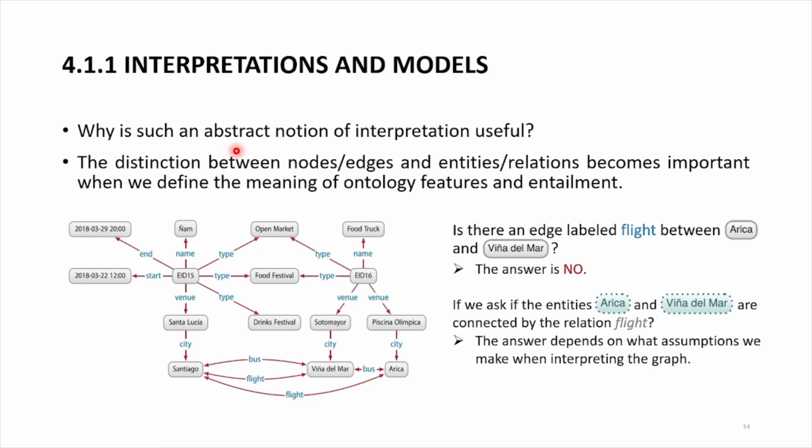And why is such an abstract notion of interpretation useful? The distinction between nodes or edges and entities or relations becomes important when we define the meaning of ontology features and entailment. To illustrate this distinction, if we ask is there an edge labeled flight between Arica and Vinodemar, the answer is no. But if we ask if the entities Arica and Vinodemar are connected by the relation flight? The answer depends on what assumptions we make when interpreting the graph.